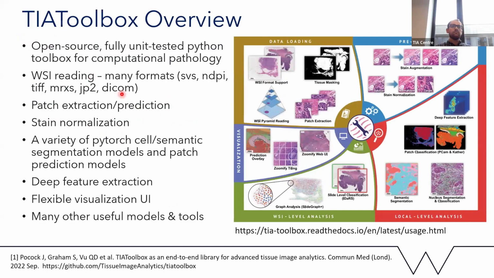So a quick overview of TIA Toolbox in general. It's an open source, fully integrated Python toolbox for computational pathology. It provides slide reading in many different formats, patch extraction and prediction, stain normalization, stain augmentation, a variety of models and engines to run those models, which are implemented in PyTorch, both for semantic segmentation, instance segmentation, and patch prediction. It has modules for deep feature extraction, and the recent addition of a flexible visualization tool to explore these models.